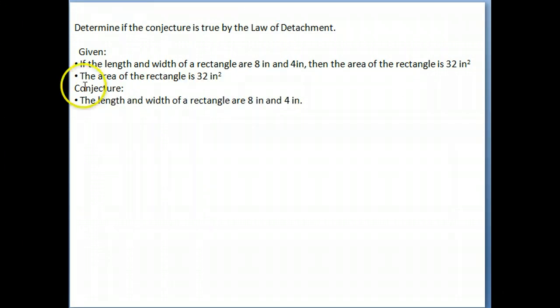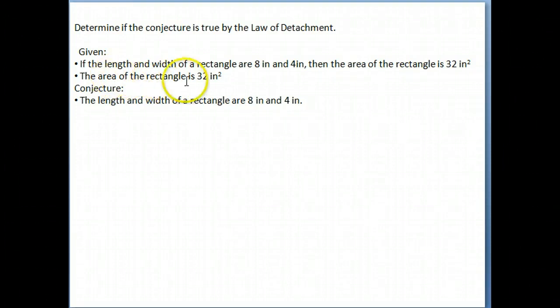Let's take a look at this example. If the length and width of a rectangle are 8 and 4 inches, then the area of the rectangle is 32 square inches. Again, that's our law that we're using here. The second piece of information is that the area of this rectangle is 32 square inches, and this person conjectured that the length and width would be 8 and 4. Did they get it right? Okay, remember, in order to make a conjecture, our given information here in the second line has to be from the if part. And notice it's not. It's from the then part.